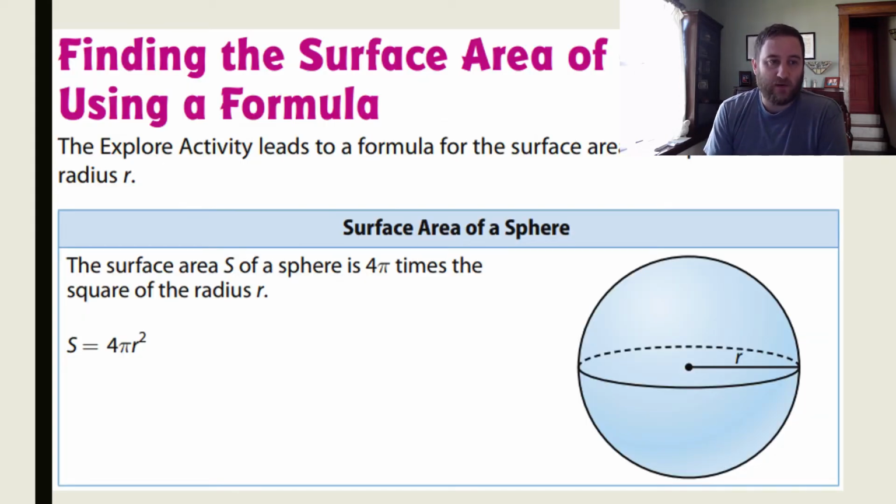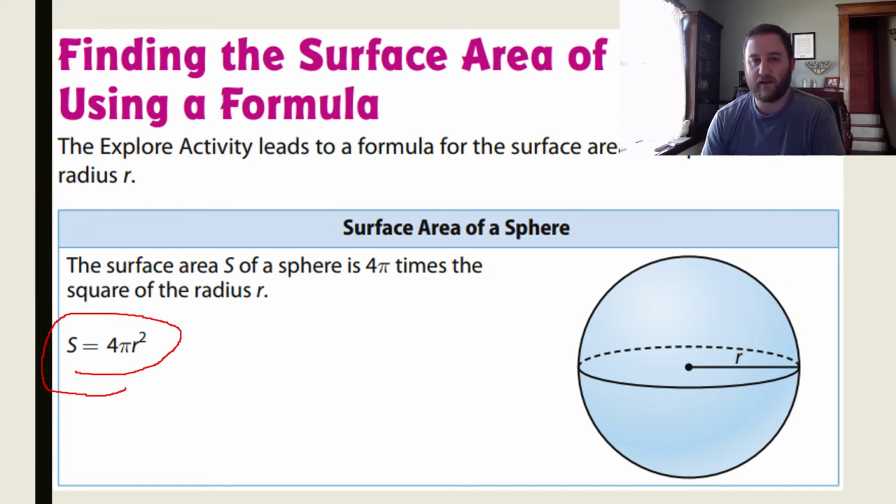Now, for finding the surface area of a sphere, you are going to want to use the formula that's shown right here. Let me highlight this real quick. So, this one right here. S, the surface area, is equal to 4 pi r squared.